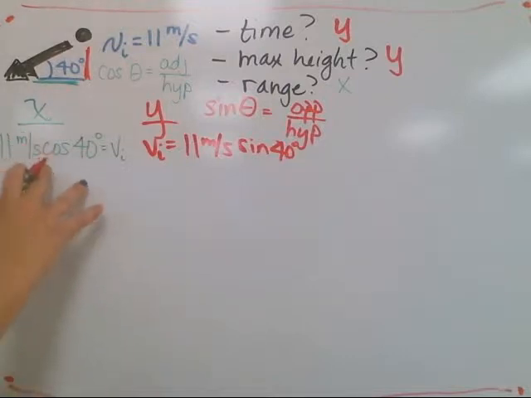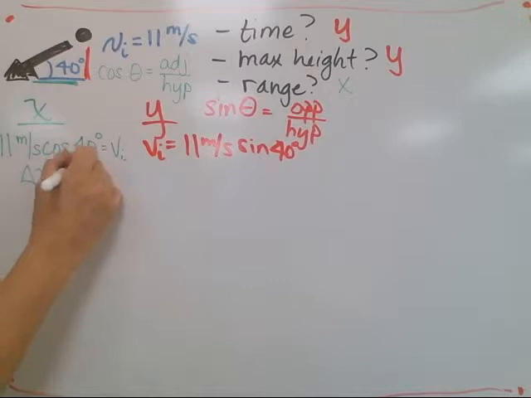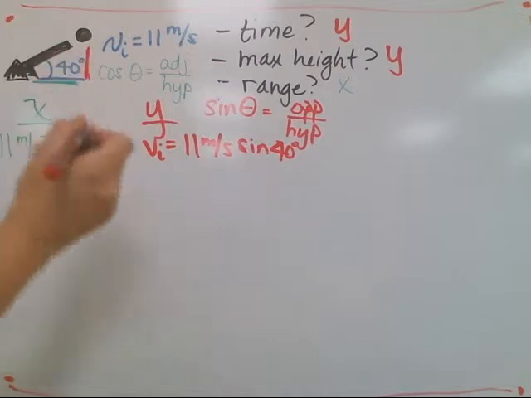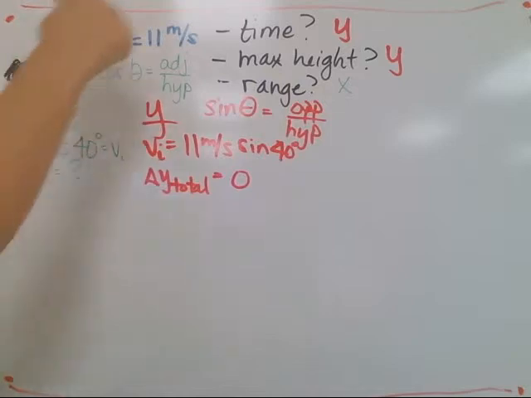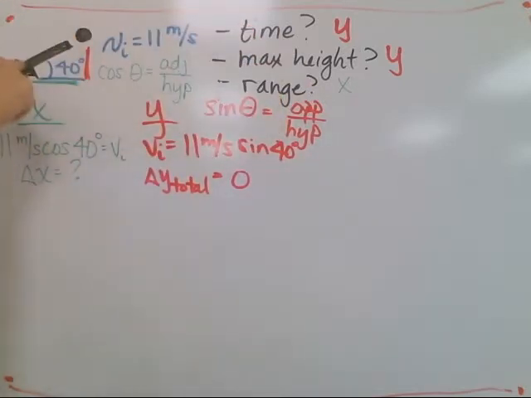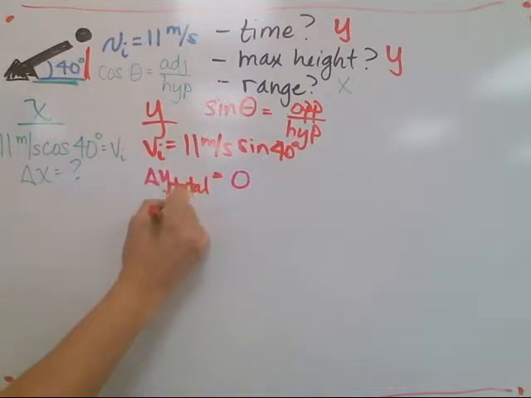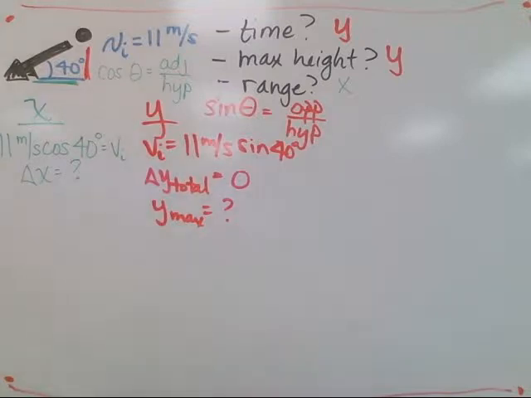Okay, so now I have expressions for both initial velocities. If we want displacement, that would be delta x, and we don't know what that is yet. In fact, that's what we're asked to solve for last. And our total delta y is 0 because it's going to land on the ground, and we're going to assume it's being shot from a height of 0. We can also solve for y max, and that's something that, again, we're being asked to solve for, so we're not sure what that actually is as of yet.